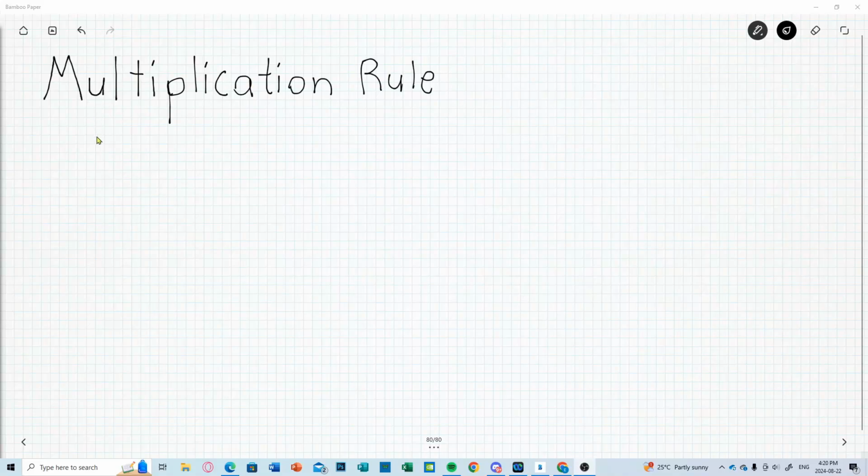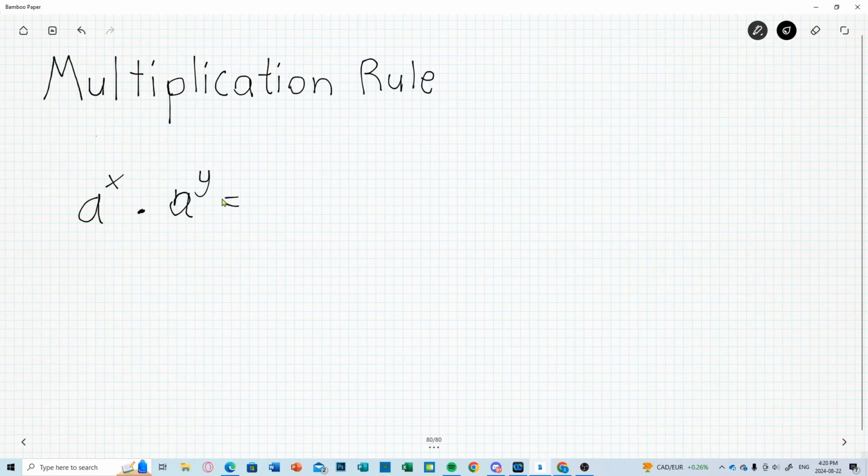Alright, today we're going to be going over rules of exponents and laws of exponents, depending on what you want to call them. So the first one is going to be the multiplication rule. What the multiplication rule says is if we have any number a to the variable x, and we multiply it by the same number to a different variable, let's say y, this is going to just give us whatever number a is to the power of x plus y.